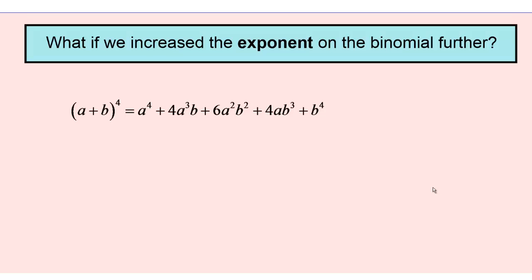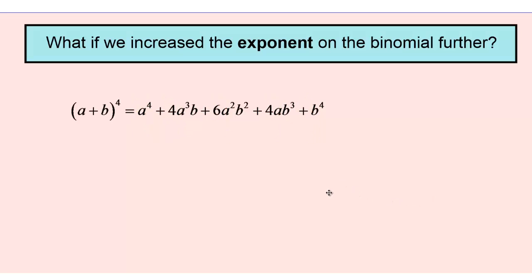Again, the thing I really want you to look at here is the coefficients in front of each term. We have 5 different terms, and the coefficients are 1, 4, 6, 4, and 1. We should be seeing an interesting pattern.